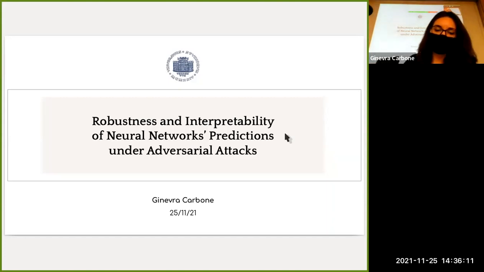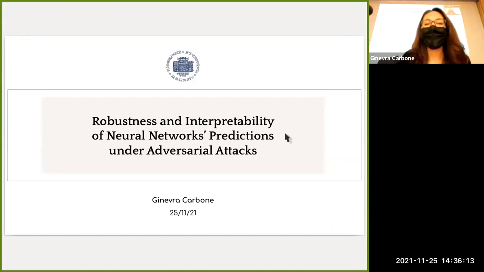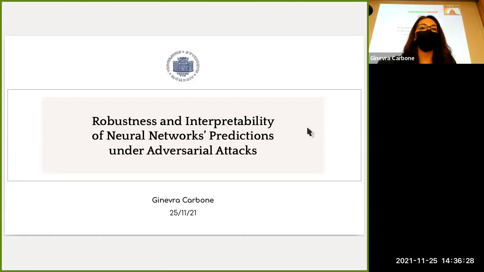Thanks for the detailed introduction. So today I would like to present a few programs that I've been working on lately, and let's say they all revolve around the same topic, which is the robustness and the interpretability of neural networks under adversarial attacks.